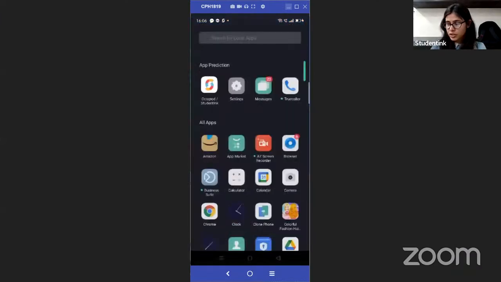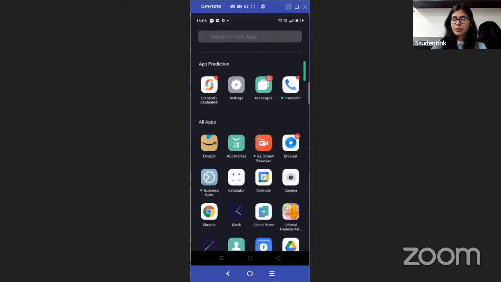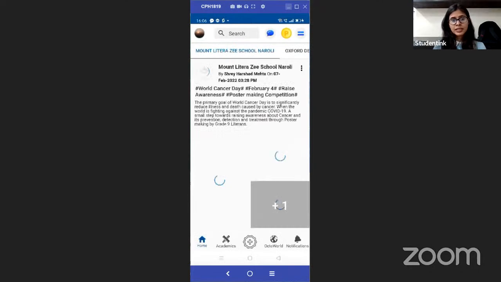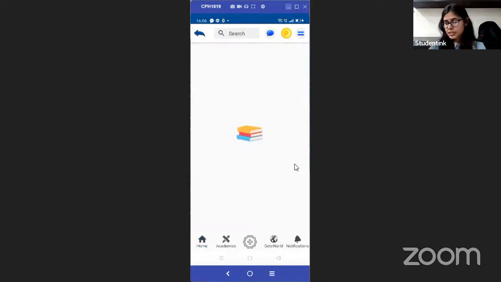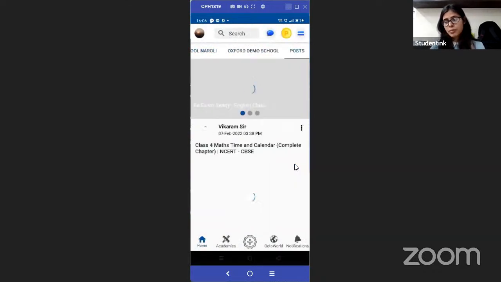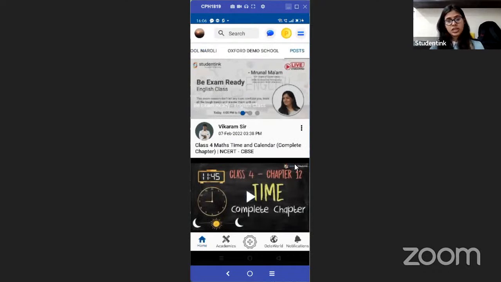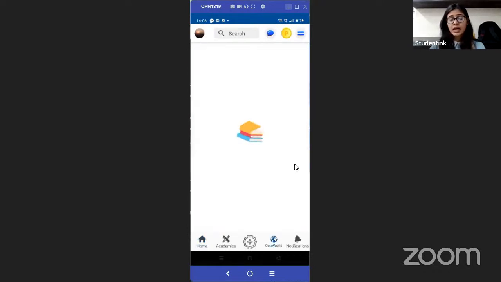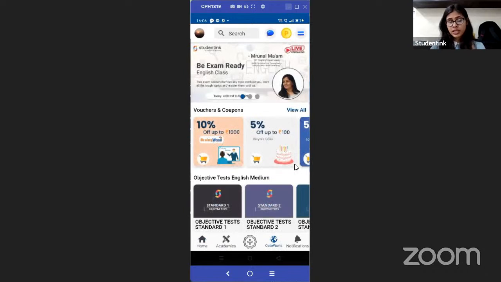Right. So when you actually log on to your application, which is the Octopod Studentink application, I have already opened it. So this is what the Octopod Studentink application looks like. When you click on this application and log in, you will find this post section, where you will see the ma'am's lecture running. Second thing, if at the same time you go to Octo World, you will find the ma'am's lecture running there too.